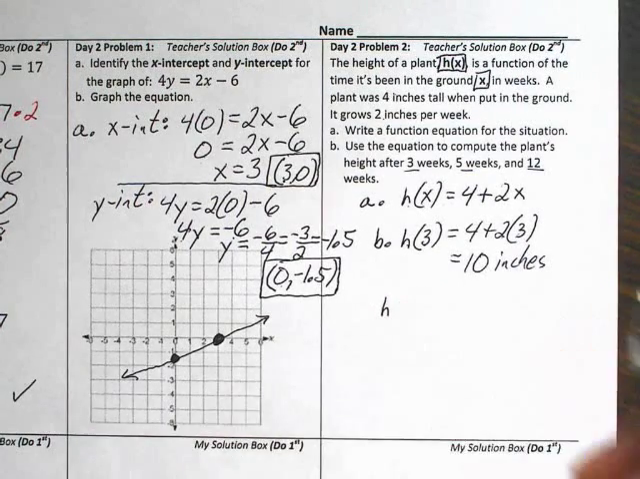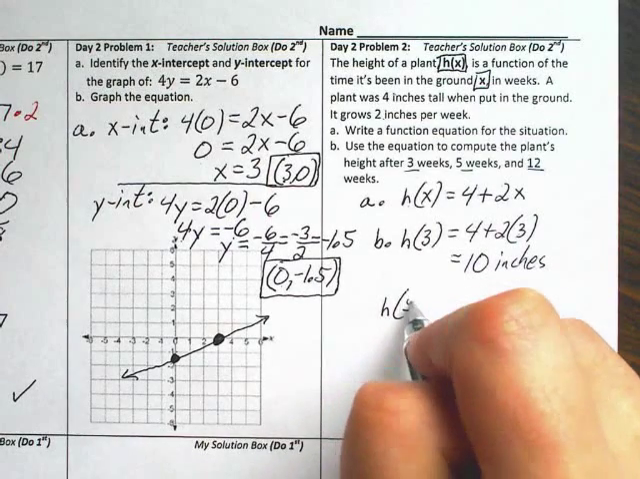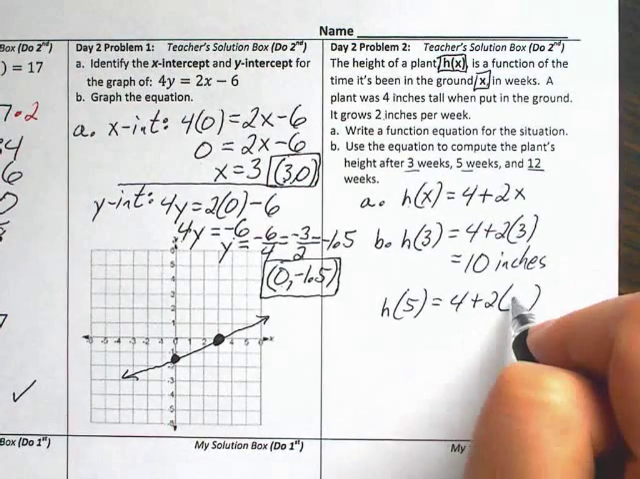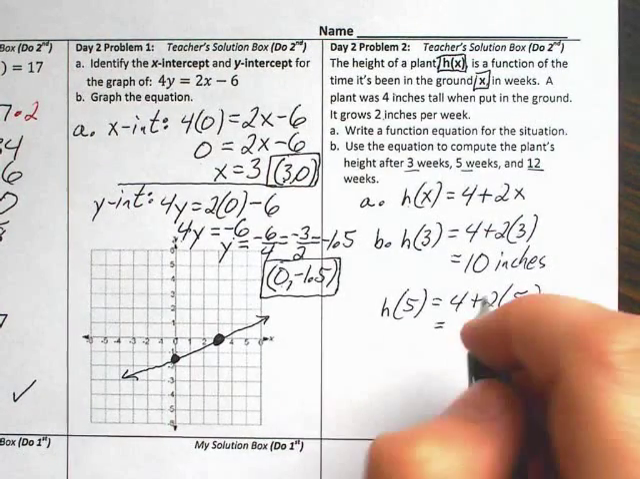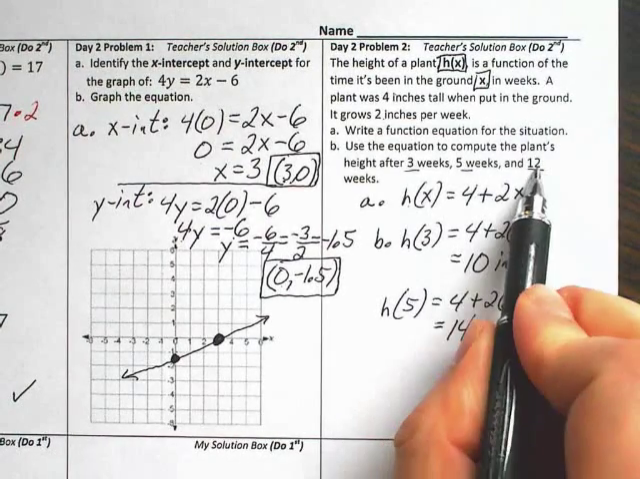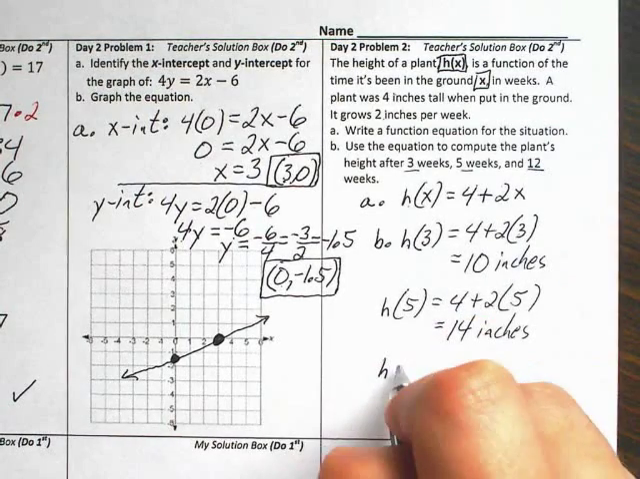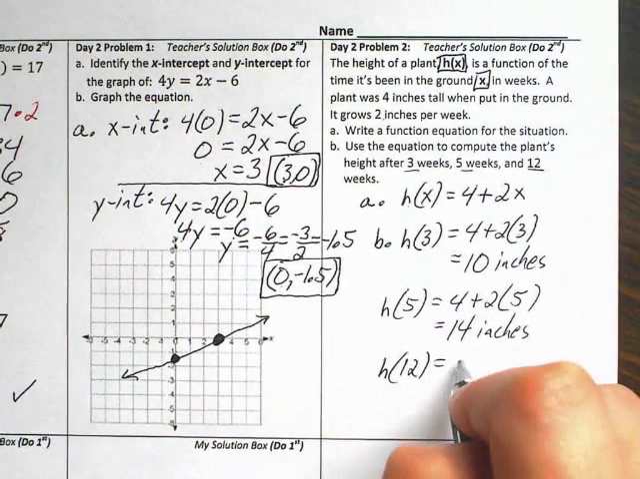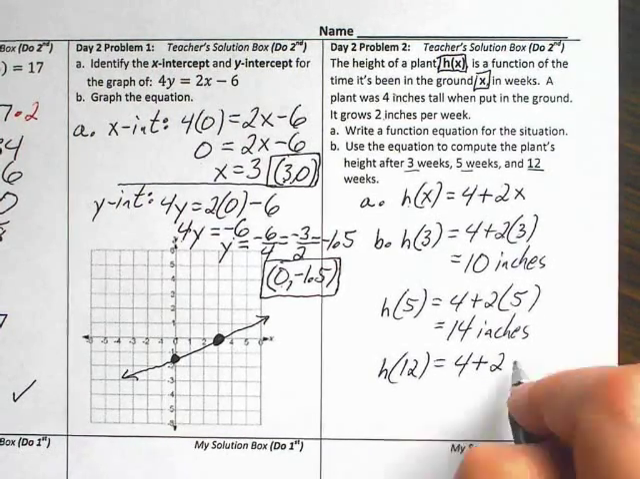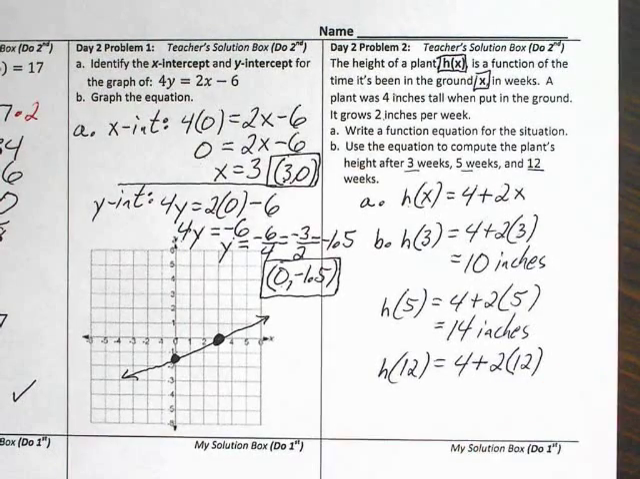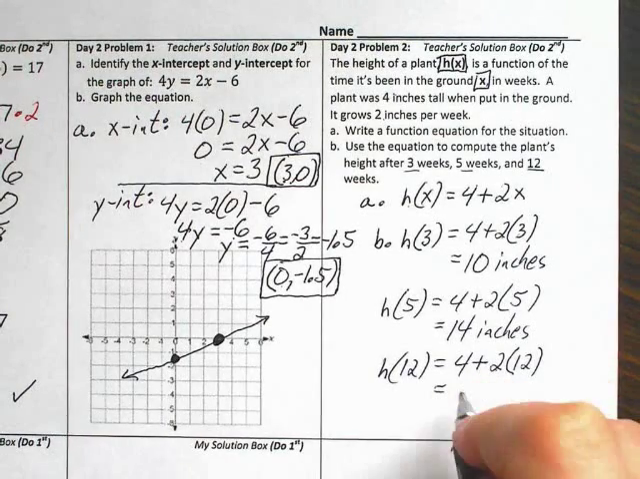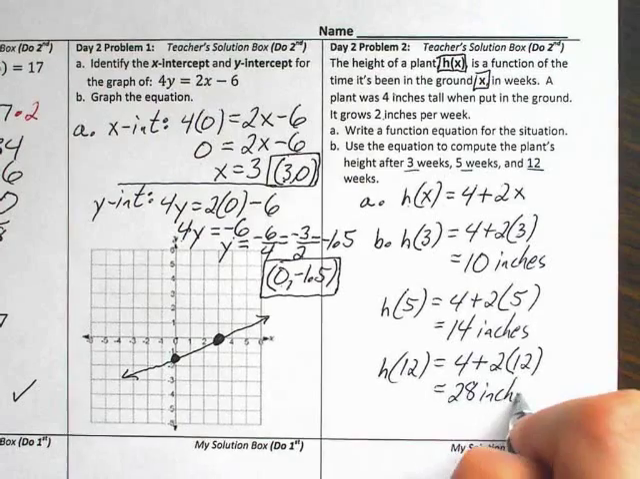Okay. Now we can find the height of a plant after 5 weeks of growing. It will be 4 plus 2 times 5. And working this out, this is 14 inches. And finally, we need to know the height of a plant after growing 12 weeks. It is 4 for its initial height plus its rate of change of 2 times 12 weeks of growth. And 2 times 12 is 24. 4 plus 24 is 28 inches tall.